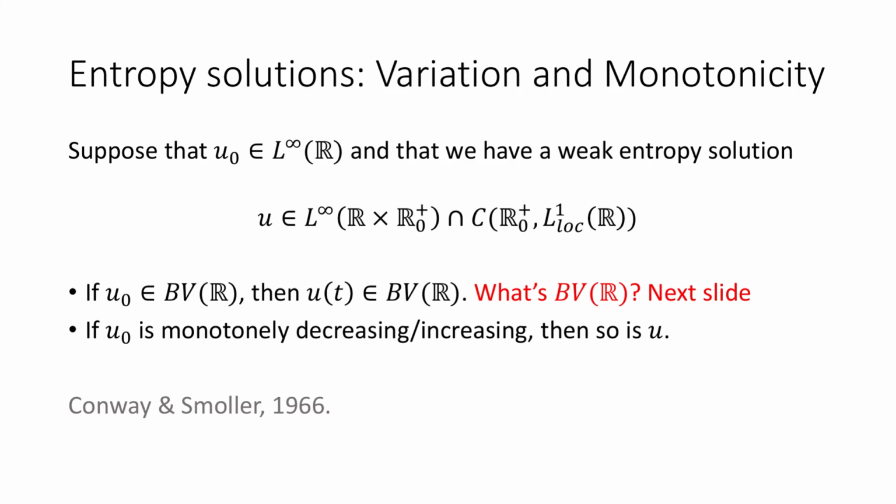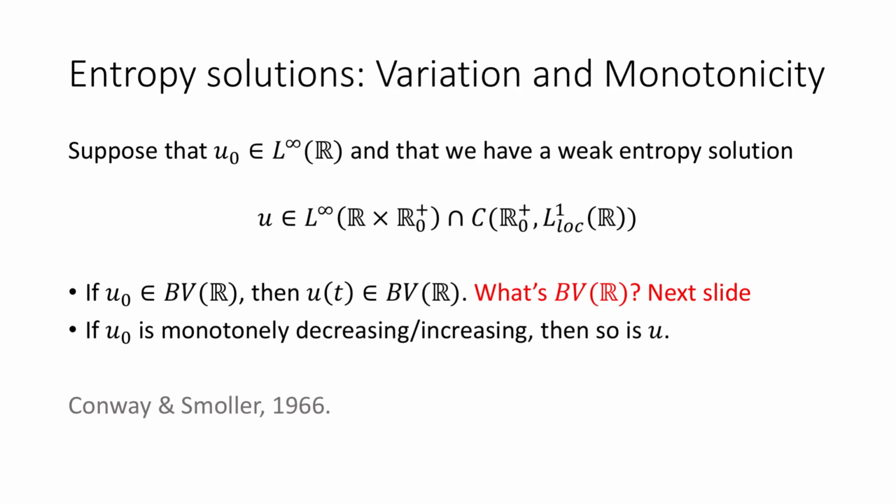Lastly, we discuss properties of entropy solutions that are particularly relevant in the discussion of numerical methods later on. Here we refer to a paper by Conway and Smoller from 1966. So let us suppose that U0 is an essentially bounded function which serves for our initial values, and that we have got a weak entropy solution U, which is essentially bounded over space-time and which defines a continuous function in the time variable mapping into the locally integrable functions.